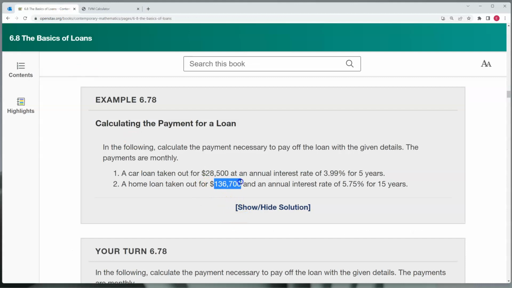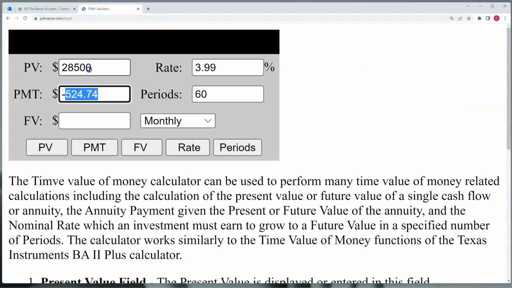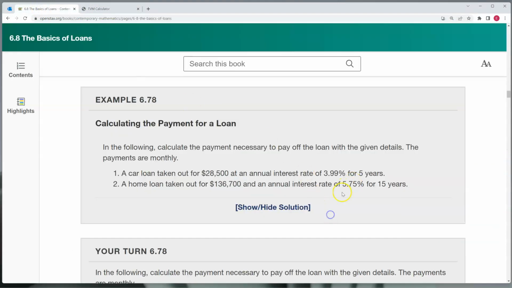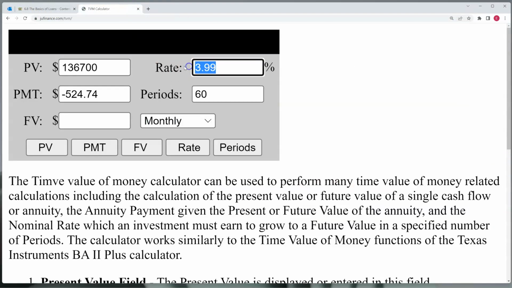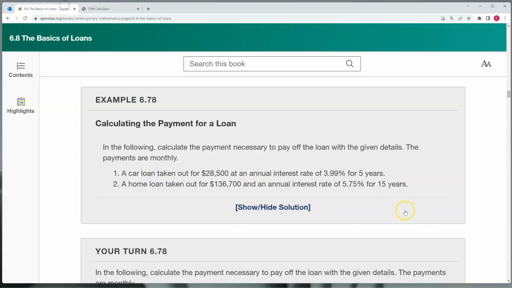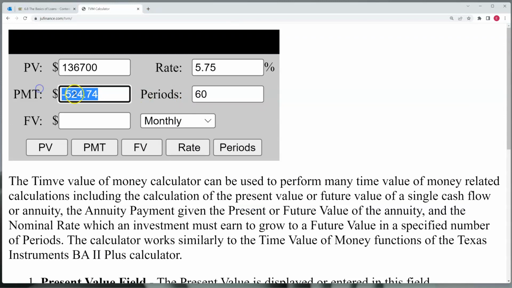Now let's flip that over to a bigger payment, which would be a house. So let's say you're going to buy a house for $136,700. So let me copy that. And the TVM calculator only likes numbers, so we'll delete the comma and the dollar sign. And then 5.75% for 15 years. So 15 times 12 is 180, and that's monthly. And so my payment here is going to be $1,135.17.